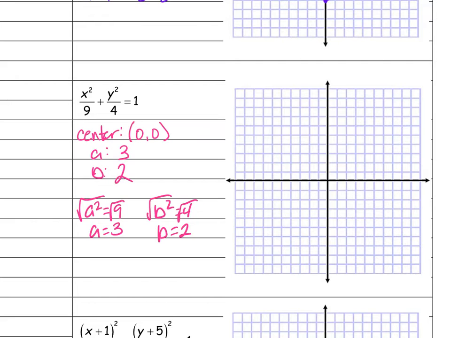Okay. So my center is 0, 0. Awesome. And then I'm going to count 3 to the side. 1, 2, 3. 1, 2, 3. And 2 up. 1, 2, 1, 2. There we go. And attempt to draw an ellipse here. Okay, there we go.